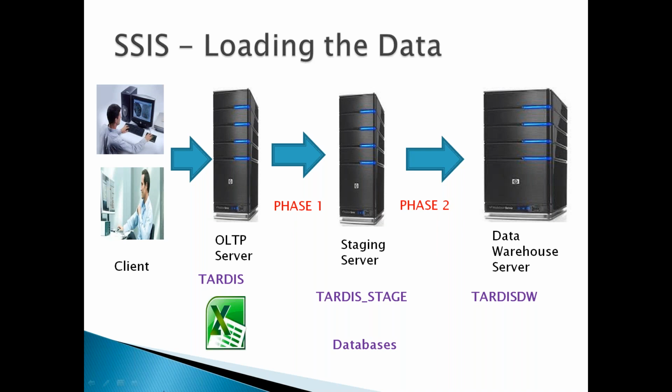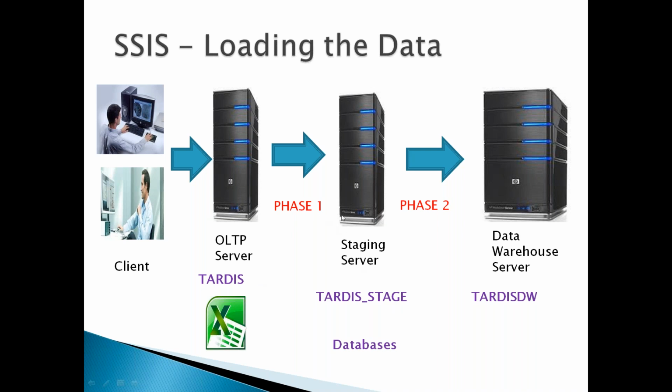Clear, guys. So what are we going to be doing from tomorrow? We're going to be working with all the data from the OLTP server and the Excel sheets, because this is the OLTP server. Whenever you buy a medical policy, all the data comes here. So in phase number one, we're going to be loading all the data from the TARDIS OLTP database, plus Excel sheets, into the staging server. We create a TARDIS stage database as well, and we move this data.